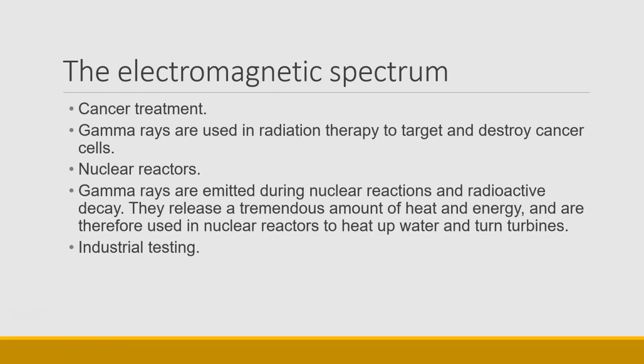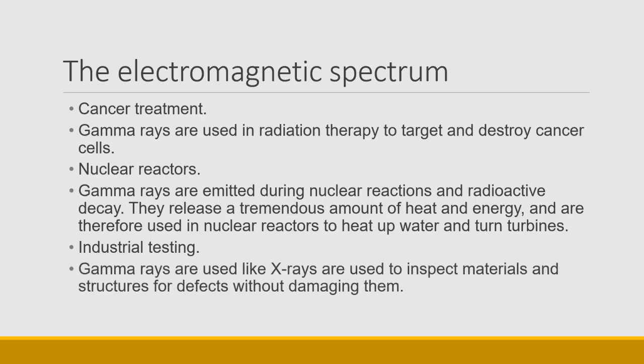Gamma rays, like X-rays, are used in industrial testing, and it is the same idea. They're used like X-rays to inspect materials and structures for defects without actually having to damage those materials and structures, by looking deeper into them. So the radiation alone helps us to detect any damage.